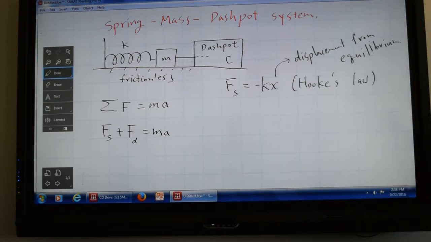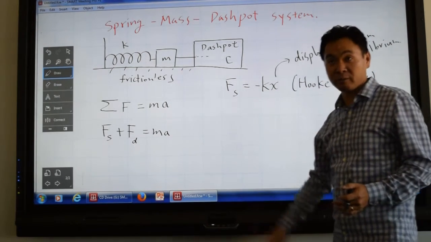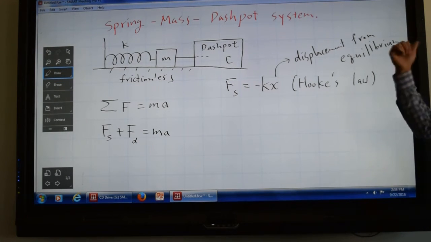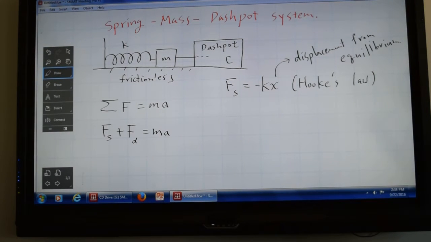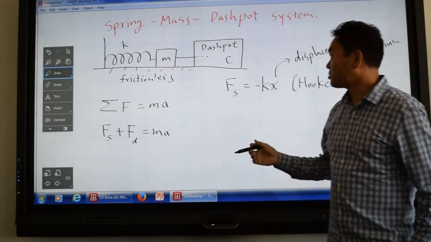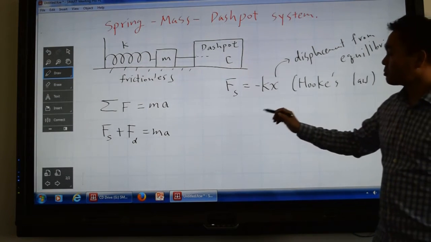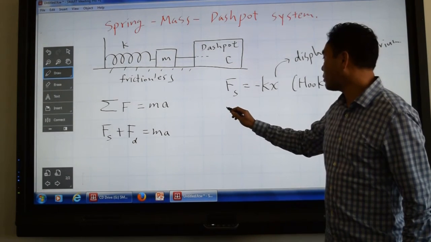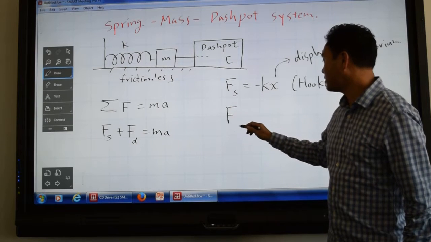And if you pull it, then it's going to try to come back to the equilibrium. So the direction of the force is always the opposite of the displacement. Okay? So if you say this is positive, when x is positive, the force is going that way, so it's negative. Right? Okay, so this is the one that governs the spring. Okay, what about the dashpot?